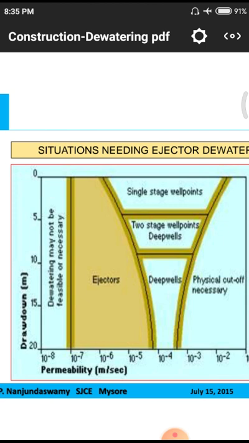5 meters means normally 15 to 16 feet depth from the ground level. If it is 10 meters, that means 30 to 35 feet, we will go for two stage well point systems. After that, above 10 meters, we will go for deep wells. After that, we go for ejectors and dewatering systems. Okay, you need to have some idea. That means on the top scale, 0 lies exactly on the ground surface.